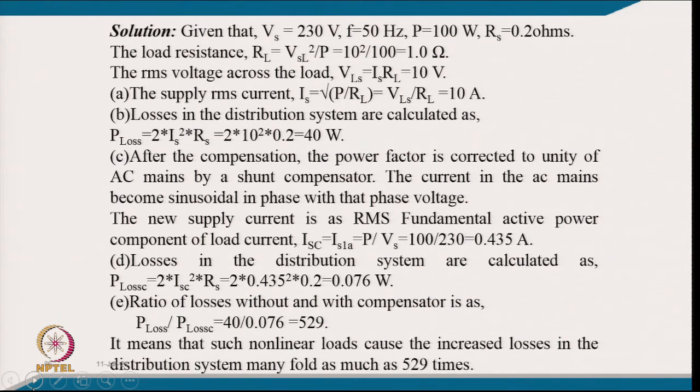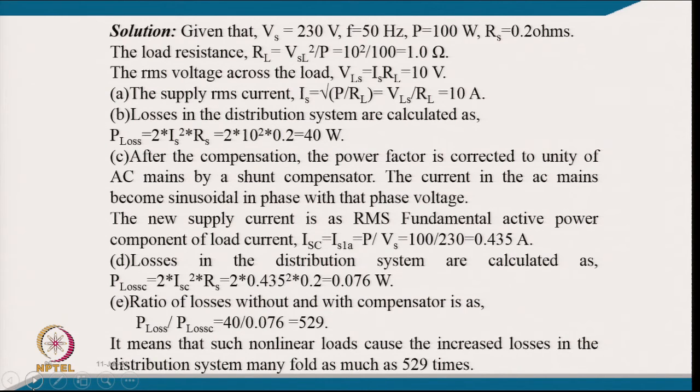Well, coming to the solution, given that the supply voltage Vs equal to 230 volt and frequency is 50 hertz, the power is 100 watt and the feeder resistance is 0.2 ohms, the load resistance RL equal to VL square by P. Here the voltage across the load is only 10 volt, so 10 square by 100, the power is 100 watt. So, it is only 1 ohm, and the RMS voltage across the load is Is into RL equal to 10 volt. The supply current will be VL upon RL, so it is 10 ampere. The losses in the distribution system are calculated as 2 Is square Rs, 2 into 10 square into 0.2, which becomes 40 watt.